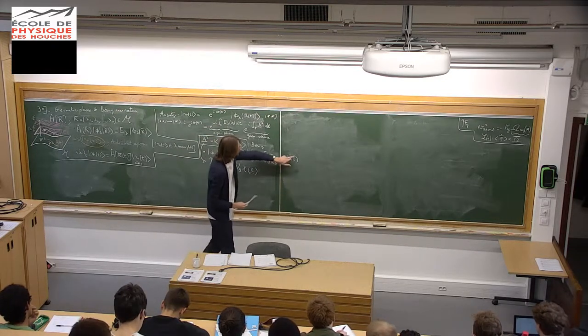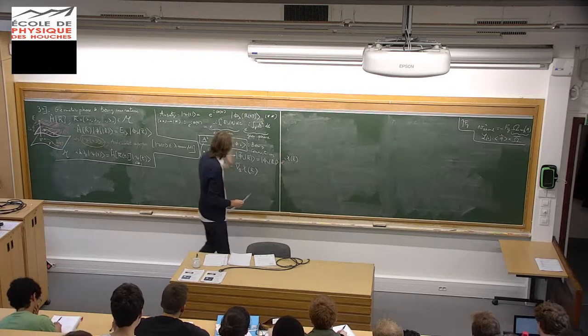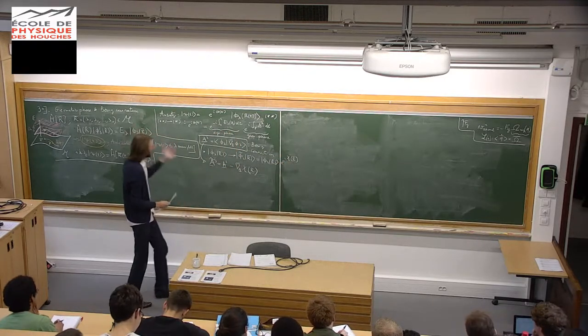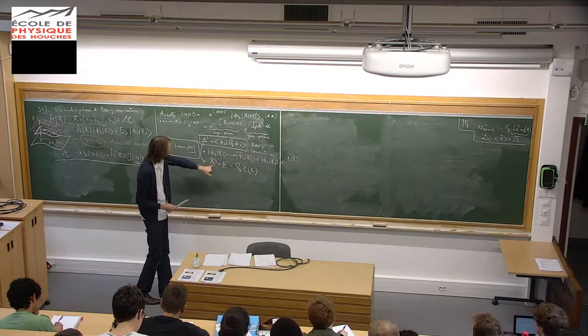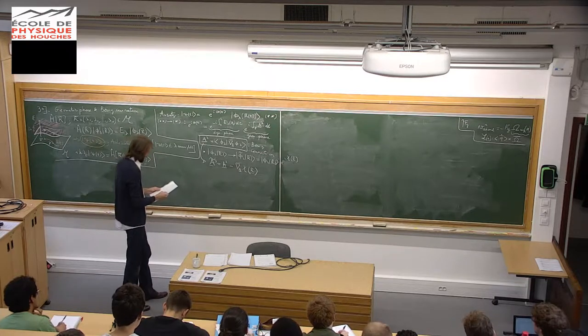Sometimes I put the bar of my vector on top, sometimes below. Doesn't make a big difference. I hope you don't mind. It's just that sometimes when there's an index on top, I prefer to put the bar below and vice versa, but I hope you don't mind too much.